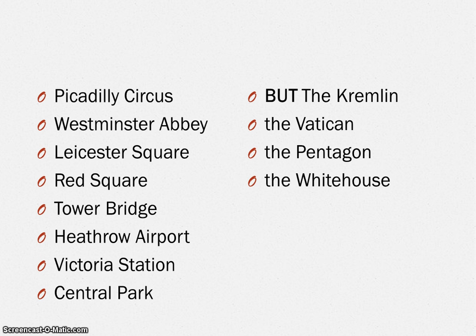Public buildings and places, squares, bridges, parks, and streets that are not used for entertainment are usually without the article. For example, Piccadilly Circus, Westminster Abbey, Leicester Square, Red Square, Tower Bridge, Heathrow Airport, Victoria Station, Central Park. But then you have some that actually do take the article, and then you have to remember always to use the article with these places, as in the Kremlin, the Vatican, the Pentagon, and the White House.